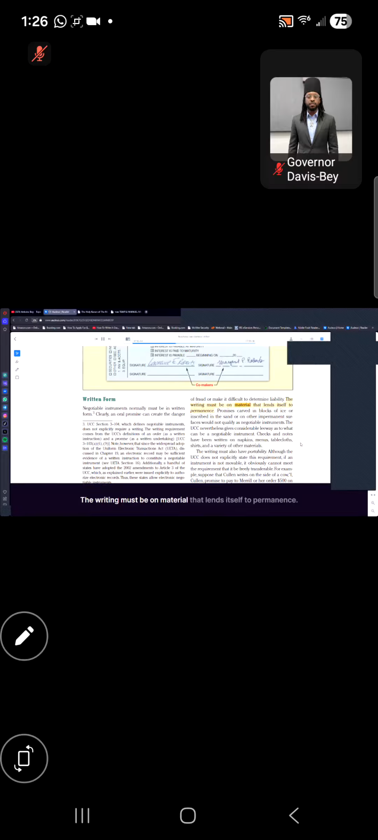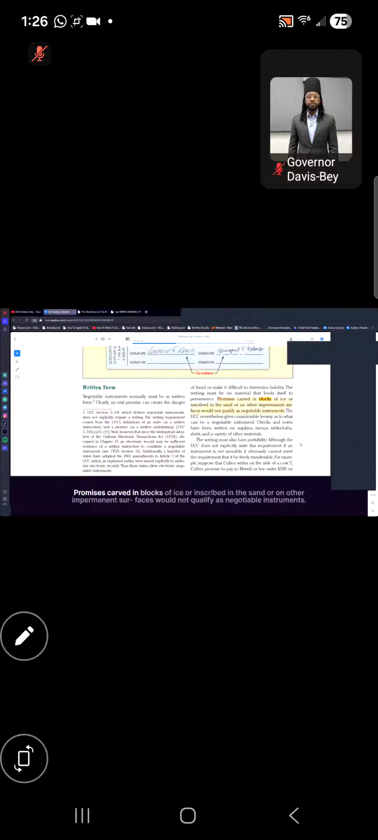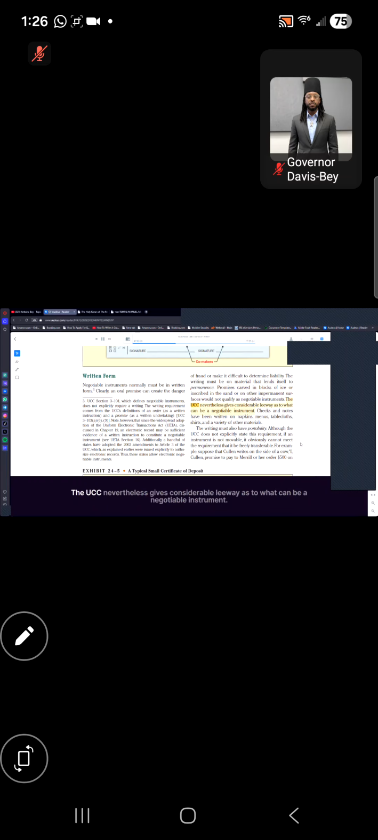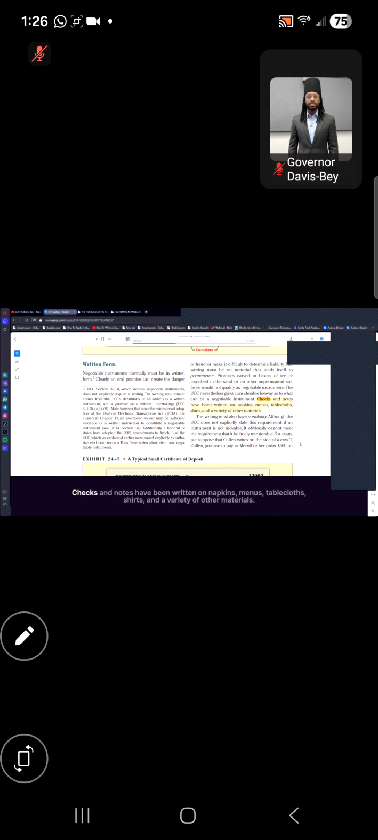The writing must be on material that lends itself to permanence. Promises carved in blocks of ice or inscribed in the sand or on other impermanent surfaces would not qualify as negotiable instruments. The UCC nevertheless gives considerable leeway as to what can be a negotiable instrument. Checks and notes have been written on napkins, menus, tablecloths, shirts, and a variety of other materials.